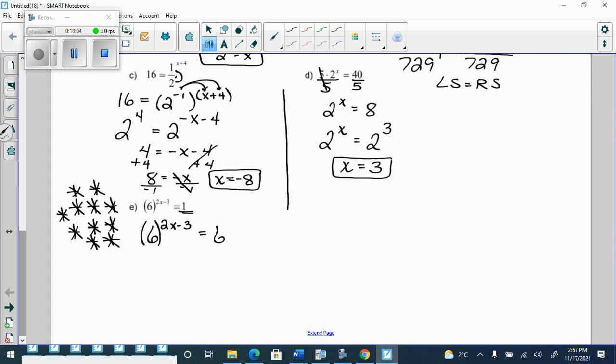Exactly right, Kenny. So whenever it equals 1, you can always make it be the other base by raising it to the exponent of 0. Because anything to the exponent of 0 is 1. And now we have same base. So we can just say 2x minus 3 equals 0. Add 3. 2x equals 3. Divide by 2. x equals 3 over 2.